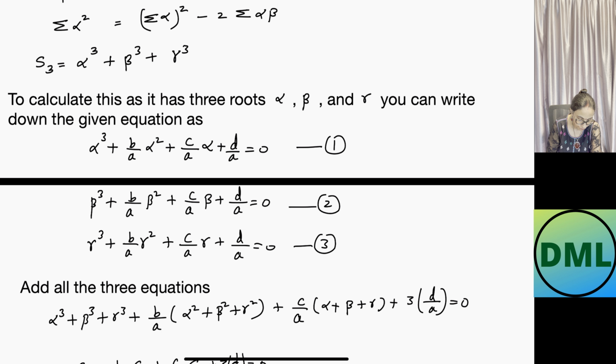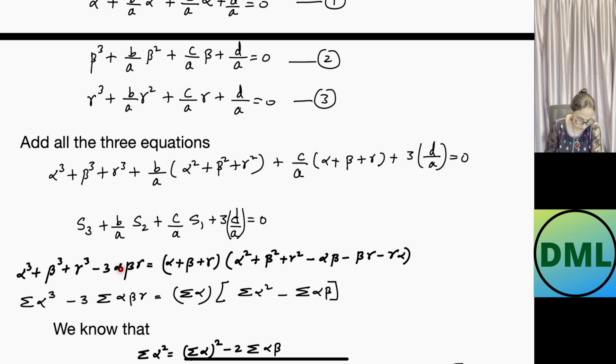Alpha cube plus beta cube plus gamma cube minus 3 alpha beta gamma will be written as alpha plus beta plus gamma multiplied by alpha square plus beta square plus gamma square minus alpha beta minus beta gamma minus gamma alpha. We have learnt this formula in grade 9. We are using this formula. This will be written as sigma alpha cube. This will be written as sigma alpha beta gamma. This will be written as sigma alpha. Sigma alpha square minus is common here, and this will be written as alpha beta plus beta gamma plus gamma alpha, which will be written as sigma of alpha beta.